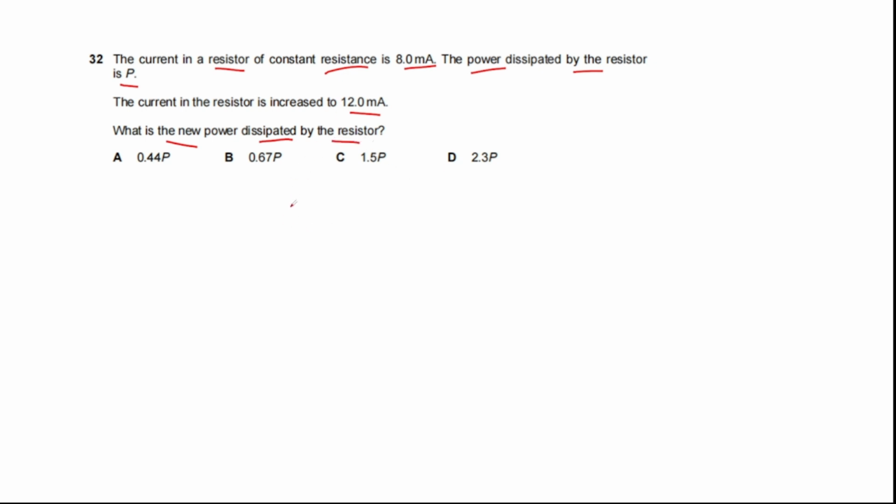So here what you have is the power value, and the formula is IV. But the voltage we are not sure about, but it's given that the resistance is constant, so we have to have a formula with the resistance. That's why we are substituting this V in terms of Ohm's law as IR. So I multiplied by IR will give you I square R.